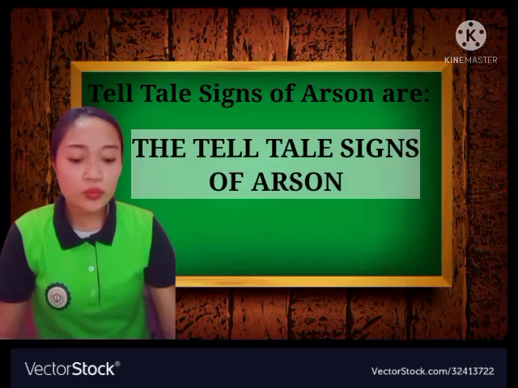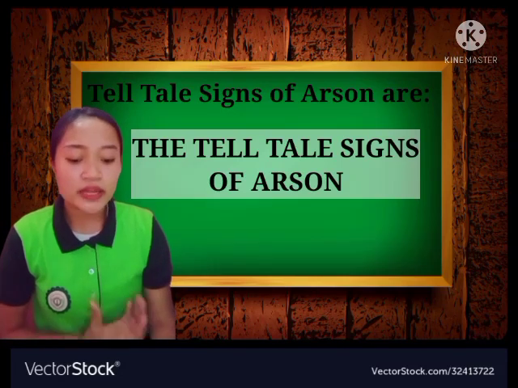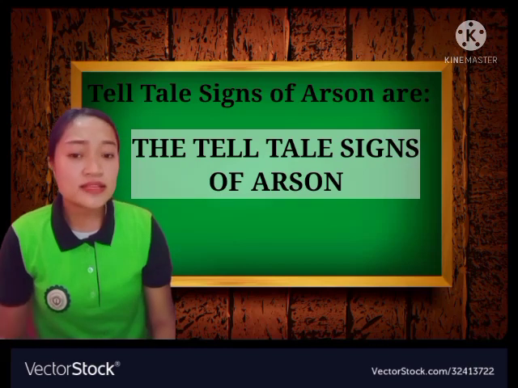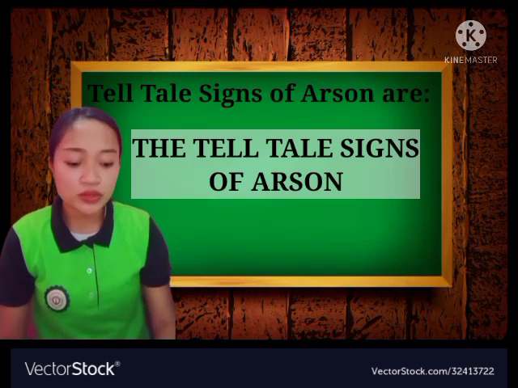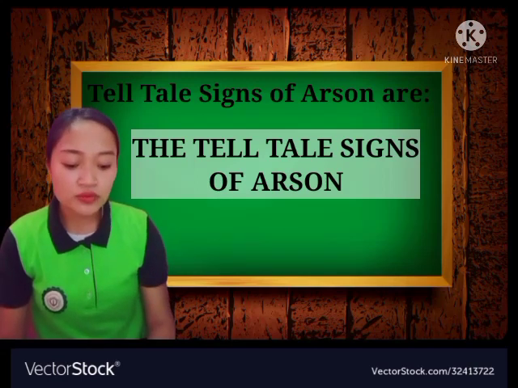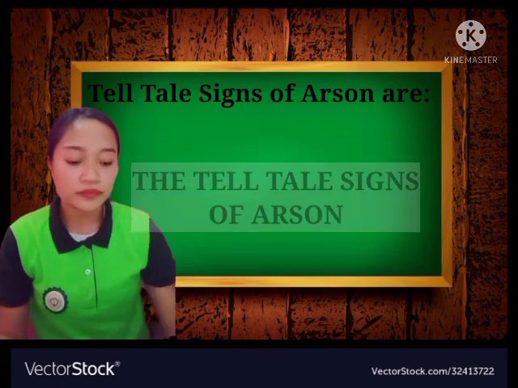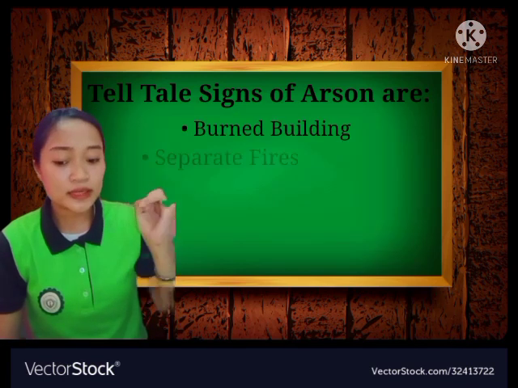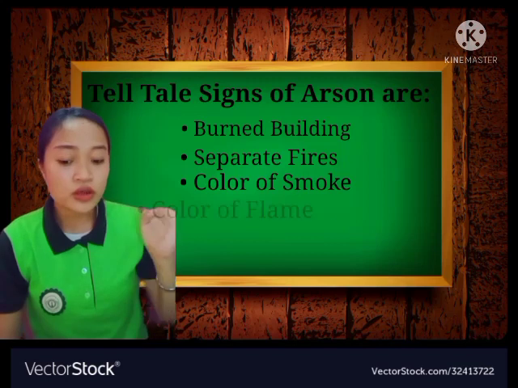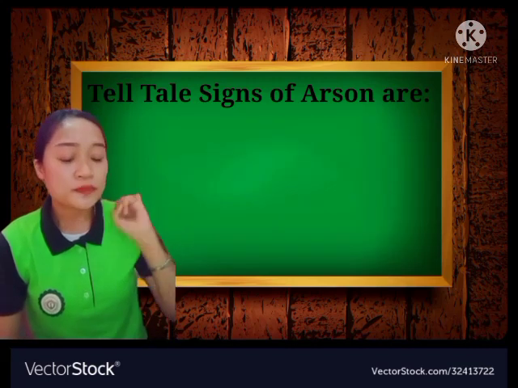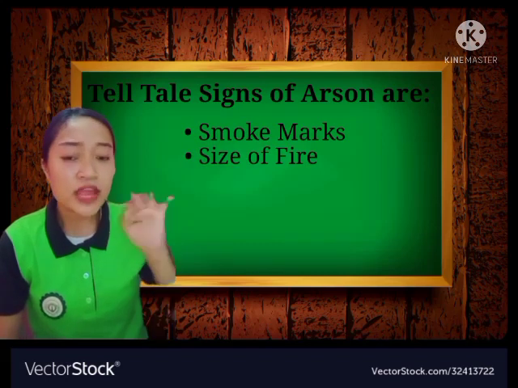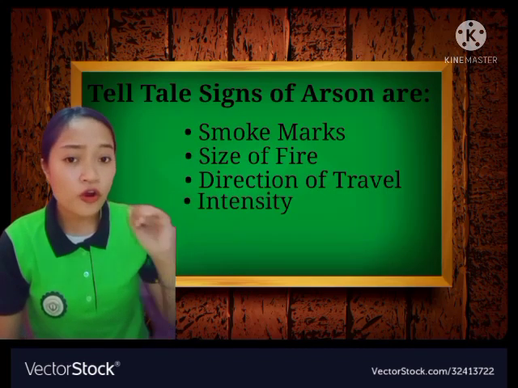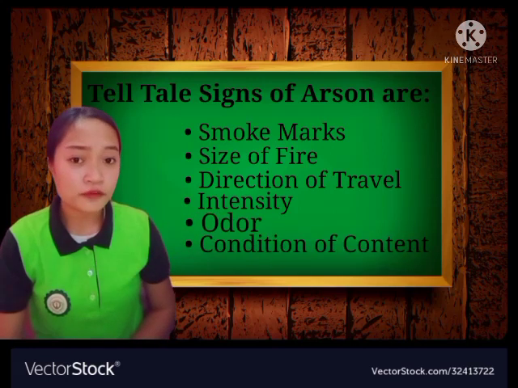And now, lastly, we are in the 4th basic line of inquiry in arson investigation, the telltale signs of arson. These signs may be so obvious that the first fireman at the scene will suspect arson, or they may be so well concealed that months of patient investigation will be required to show that it was set on purpose. The following telltale signs of arson are burned building, separate fires, color of smoke, color of flame, amount of heat, smoke marks, size of fire, direction of travel, intensity, odor, and last, condition of contents.